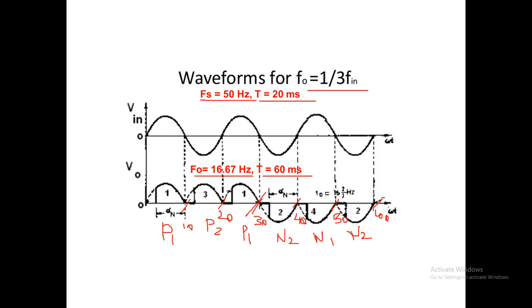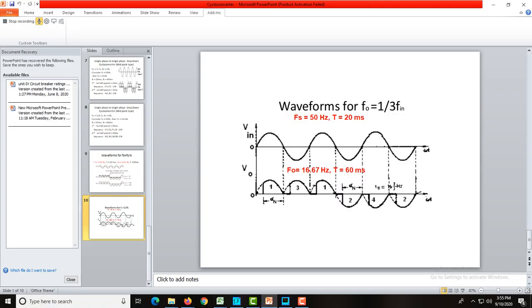So 30 milliseconds positive and another 30 milliseconds negative. So totally 60 milliseconds will be your output time period. This thing we can realize in PSIM.